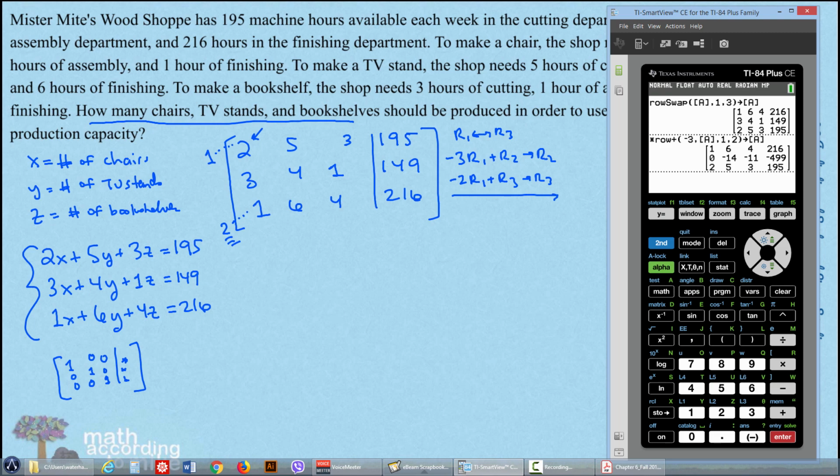Okay. Now we're going to do the same thing for the negative 2 row 1 plus row 3. Again, another star row plus. Second matrix, math, scroll up, star row plus. What number are we multiplying? Negative 2, comma, matrix name, comma. What row are we multiplying? 1, comma. What row are we adding to? In this case, 3. Close the parentheses, store matrix name. Hit enter.